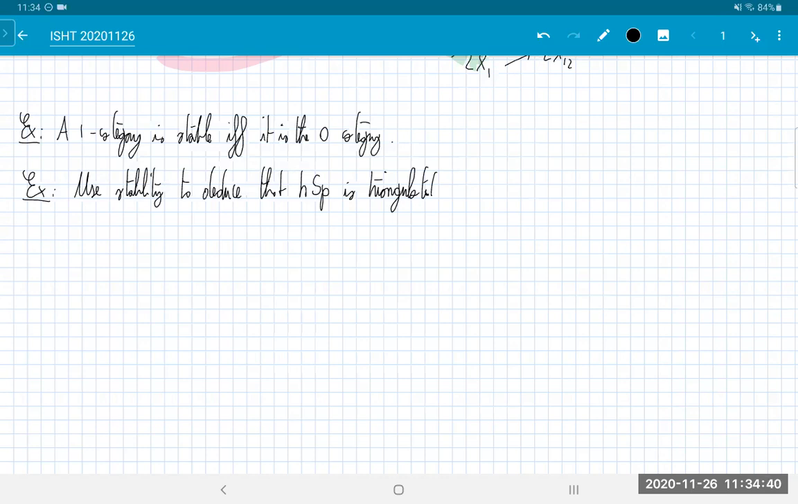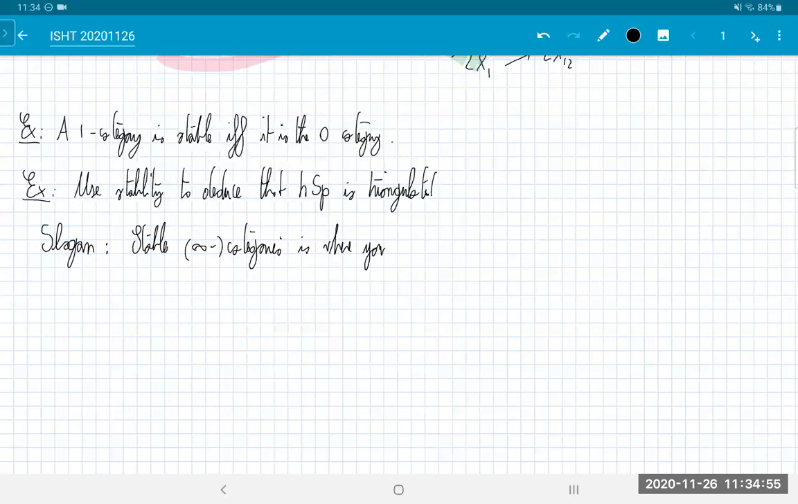In a sense, stable categories, so let me list it as a slogan, stable infinity categories are really where you do homological algebra. As a slogan, it's the correct environment with the right properties for doing homological algebra.